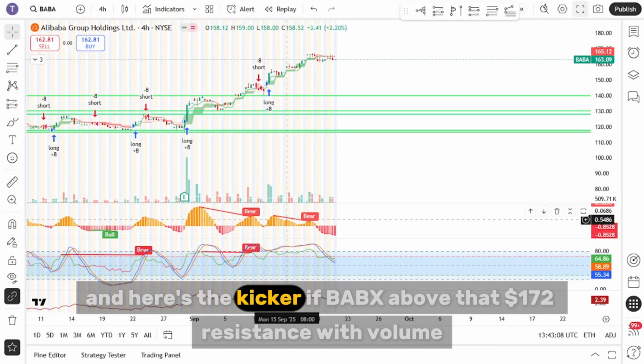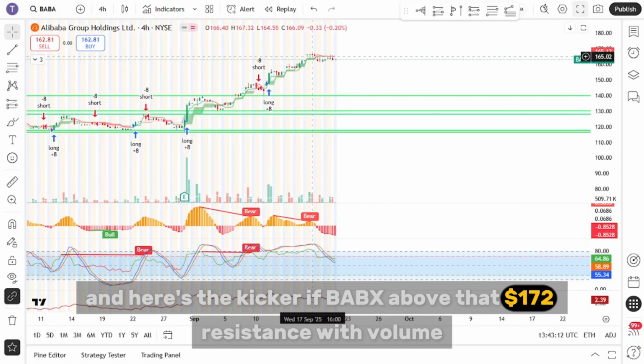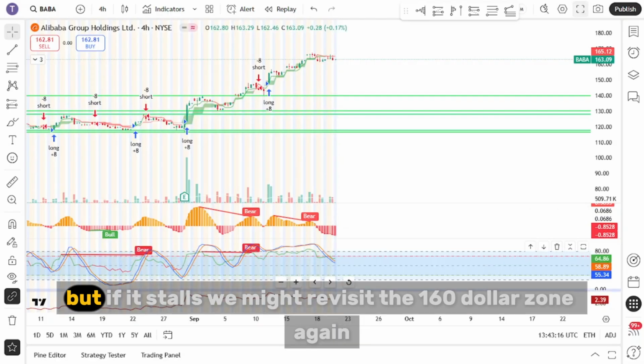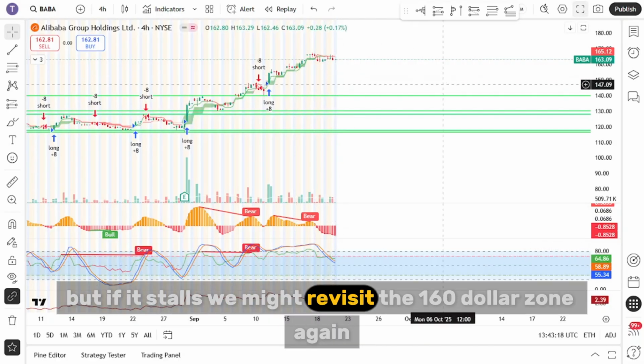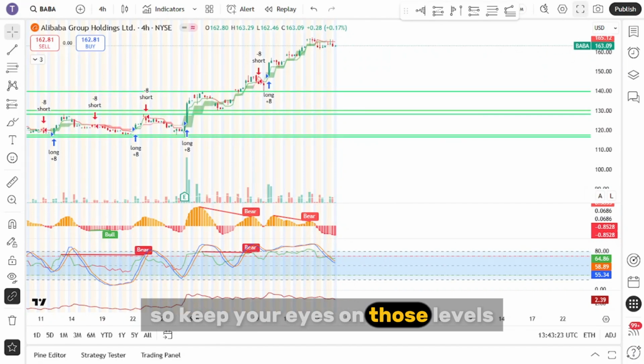And here's the kicker: if BABA breaks above that $172 resistance with volume, we could see a sharp rally. But if it stalls, we might revisit the $160 zone again. So keep your eyes on those levels.